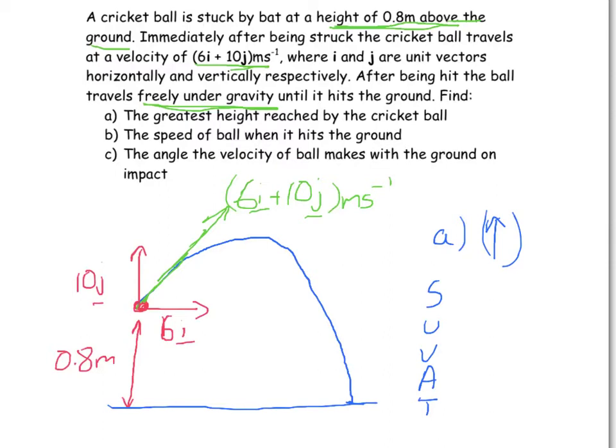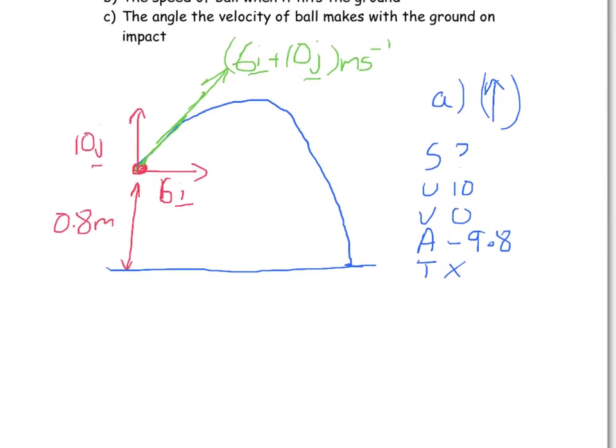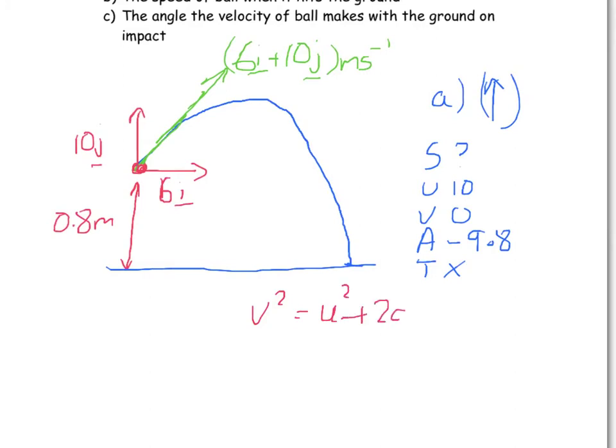So, suvat, we are trying to find the s. We know the initial component is 10. Now we're not going to put a j in here, we're just going to put 10, because we're just looking at the vertical component, so we know we're looking at a j component. We know that the final speed is 0. We know that it's going against the acceleration, minus 9.8, and there's no time. So we're looking for a suvat equation that doesn't include time, and that is v squared equals u squared plus 2as.